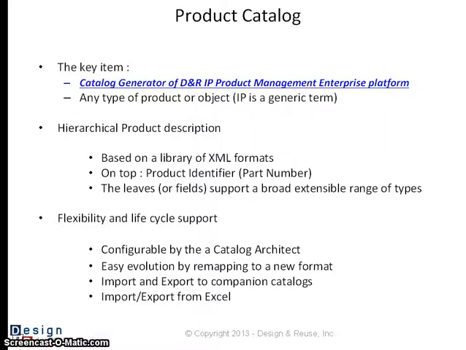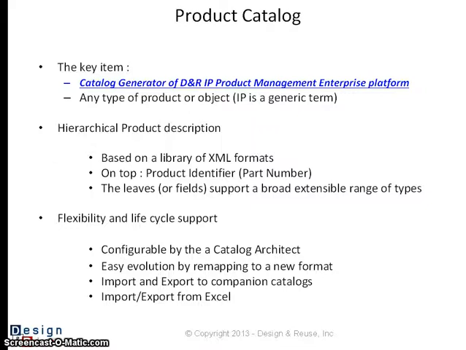When I speak of product catalog, people who know the DNR platform understand that we will again and again use a catalog generator. This has been invented for IP cataloging, but IP is a generic term for any object. IP is for intellectual property, but you can describe any type of object in this catalog. The good feature is that you can use XML formatting with a product identifier on top, but with leaves or fields which have a broad extensible range of types.